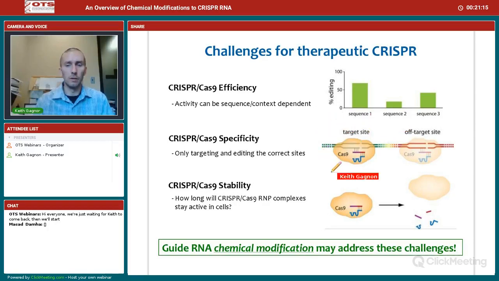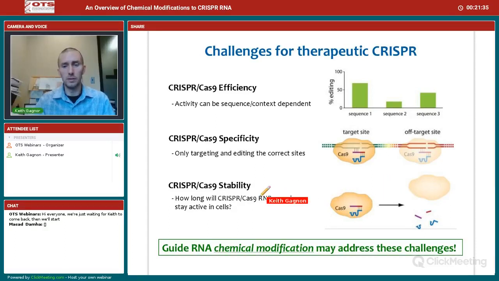Specificity: we have on-target cleavage shown here, which is what we want, but you can also have off-target sites that look very similar to the on-target site, maybe one or two mismatches, but you can get cleavage there. And so these obviously are bad. We don't want these off-target cleavage events.